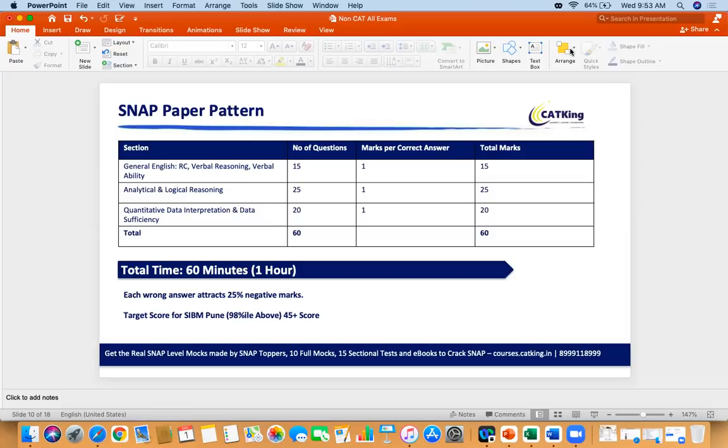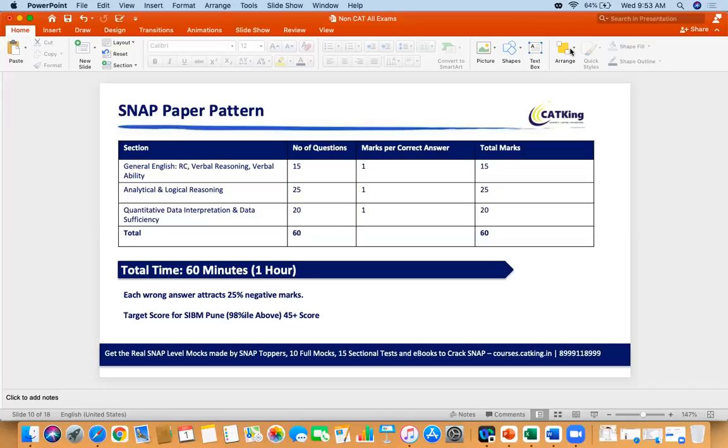To get a head start, I'll explain the paper pattern of SNAP, give you a detailed analysis of SNAP 2020, what and how the questions came in, the number of questions of each topic, get your syllabus sorted, get your modules' importance sorted, and then we will talk about the study plan on a daily basis. So please make sure you are watching the video right till the end, all right? The first thing we need to understand is our paper pattern.